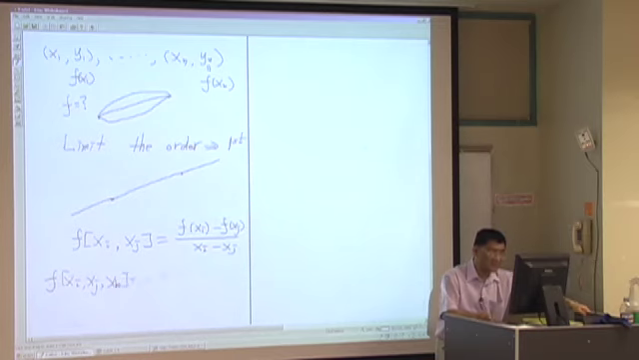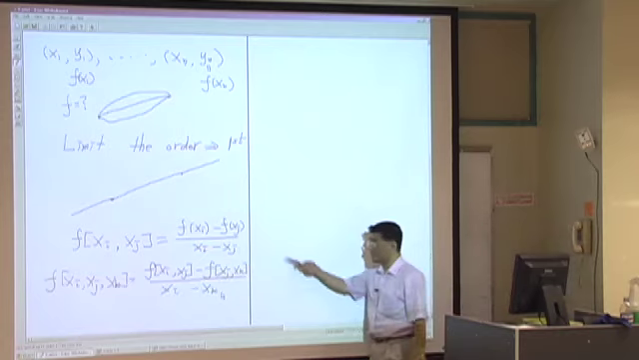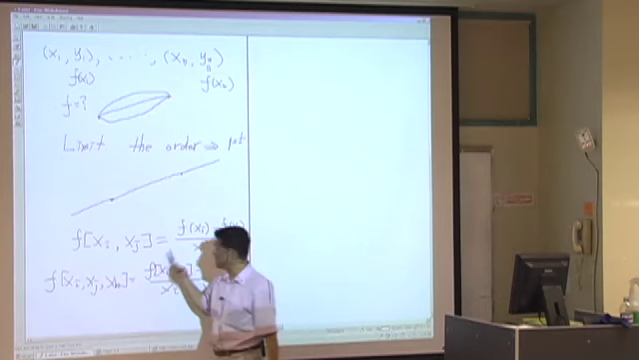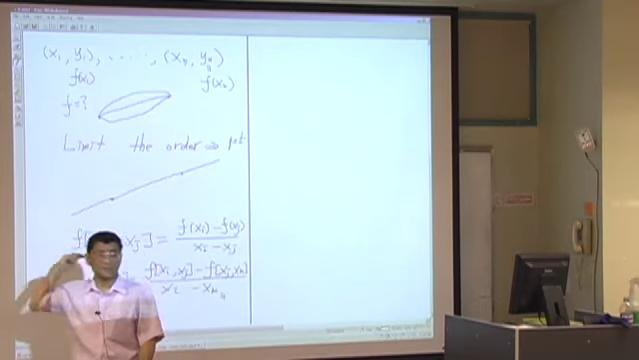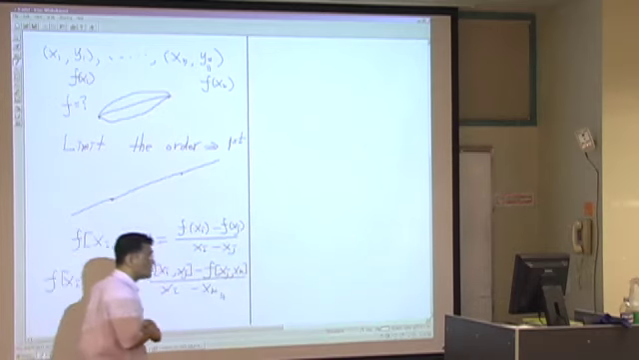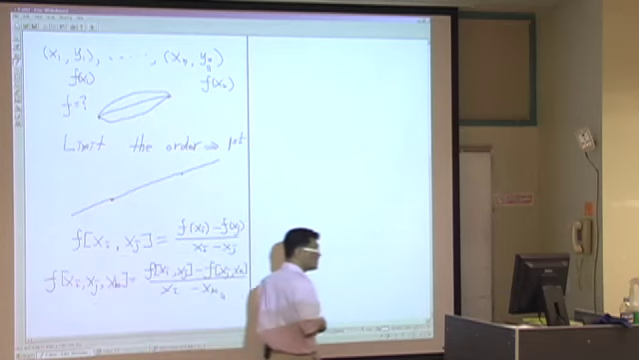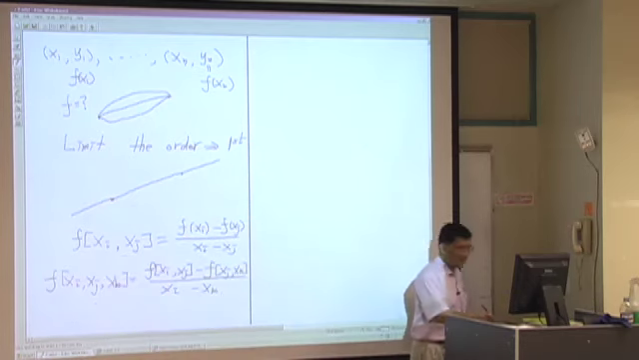And then it's like this: f of xi, xj minus f of xj, xk, divided by xi minus xk. So he defined these kind of things. And as you can see, it's not very difficult to determine these numbers. And I will briefly show you how to do it soon. And then he defined these kind of things.